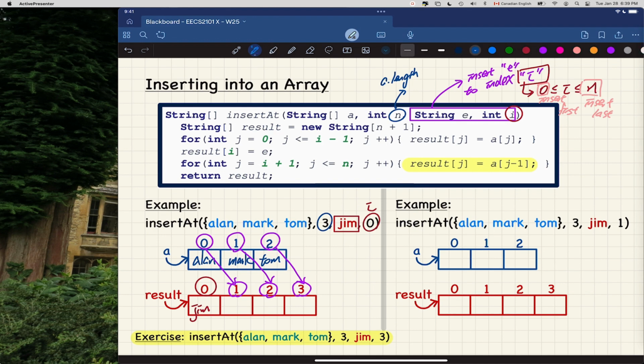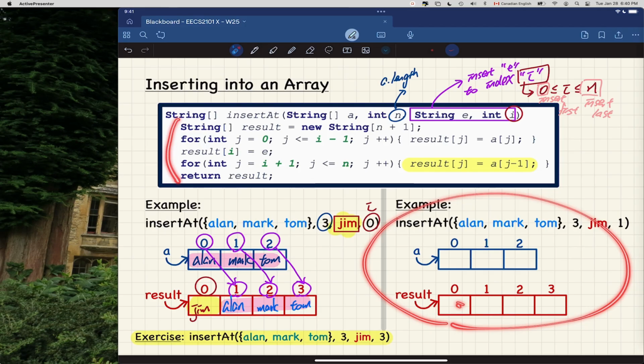Right, so after that, I'm going to get over here Alan, Mark, and Tom. So in this simple case, we just want to add Jim into the first index, index 0, whereas all the original elements will just be shifted to the right by one position. Right? That's how it works. And let me just trace one more time. I'm going to trace the algorithm line by line, and I'll do another example. Okay, all together. Okay, let's take a look.